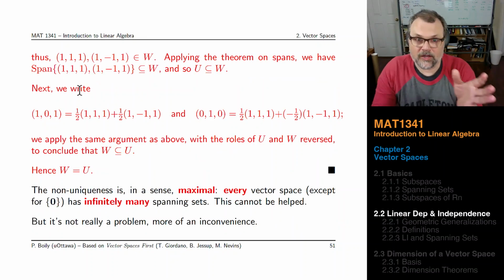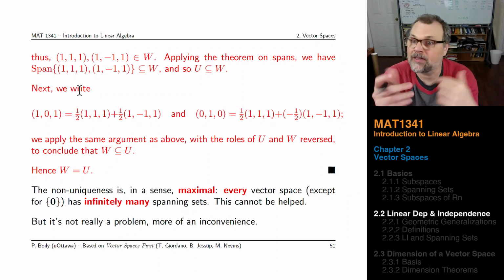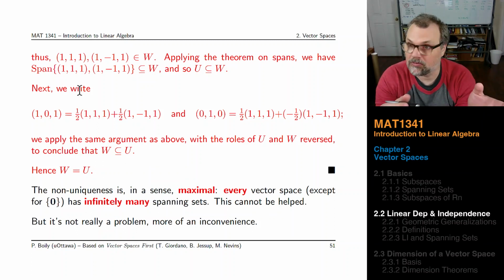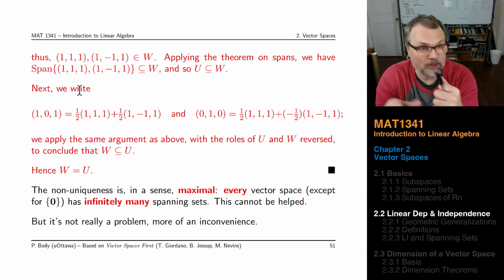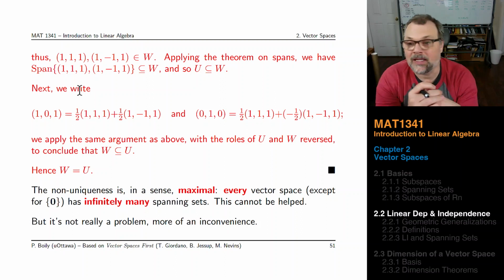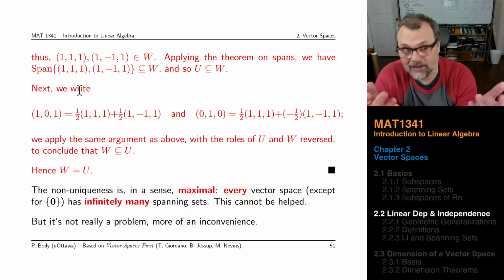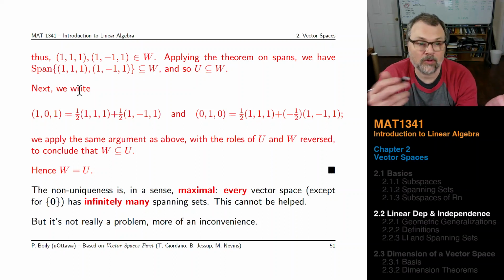So we use the big theorem on spans, and that tells us that the span of the second spanning set is contained in W. And so in particular, the spanning set, which is called U, is contained inside of W. And you do it the other way around. You pick the two vectors in the spanning set for the first set, you show that you can write them as linear combinations of the other ones, and hence that W is also contained in U, and you don't have a choice. Both of those are the same spanning set.